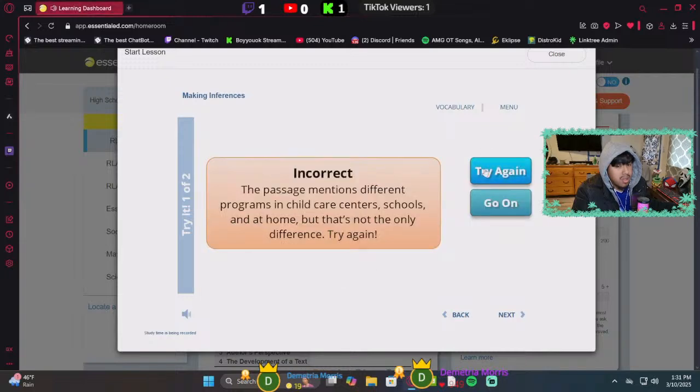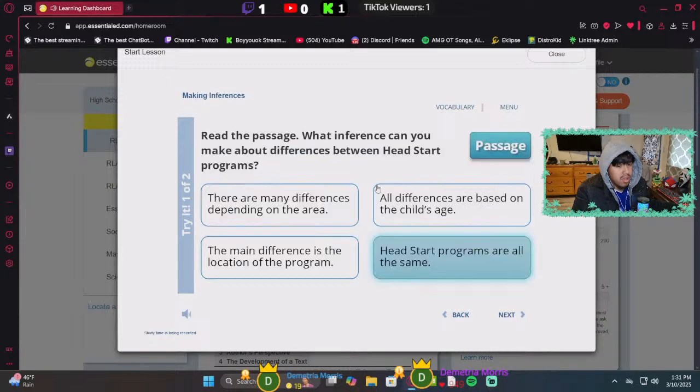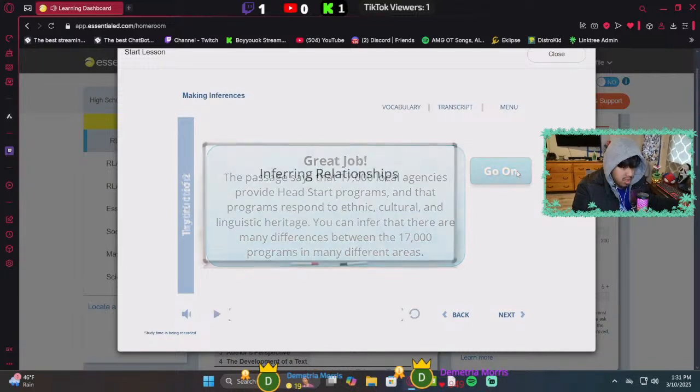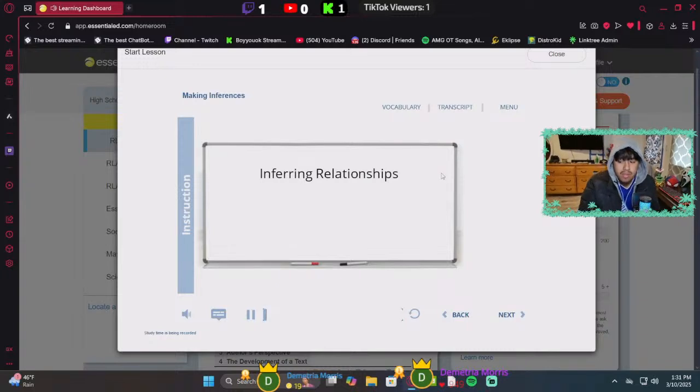Read the passage. Great job! The passage says that 17,000 local agencies provide Head Start programs. You can make a lot of types of inferences.